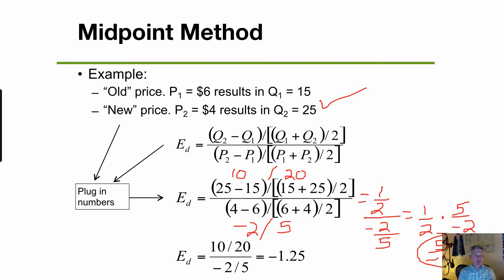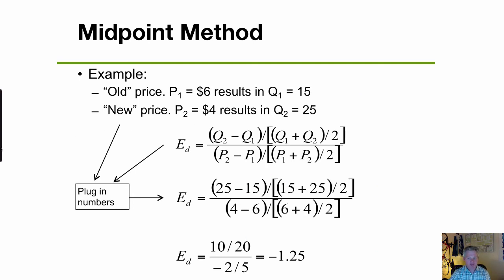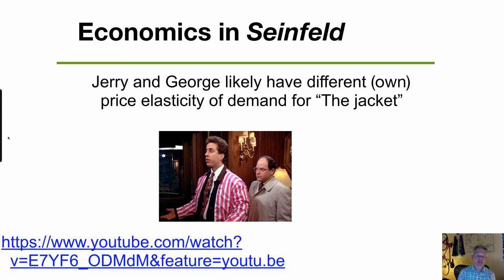All right. The last thing I want to leave you with here is a clip from Seinfeld where we see that George and Jerry likely have different own price elasticity of demands for the jacket. The name of this episode is The Jacket, and in the clip you're going to see, they're discussing the price of it. It's pretty clear that they have very different elasticity of demand for the jacket.